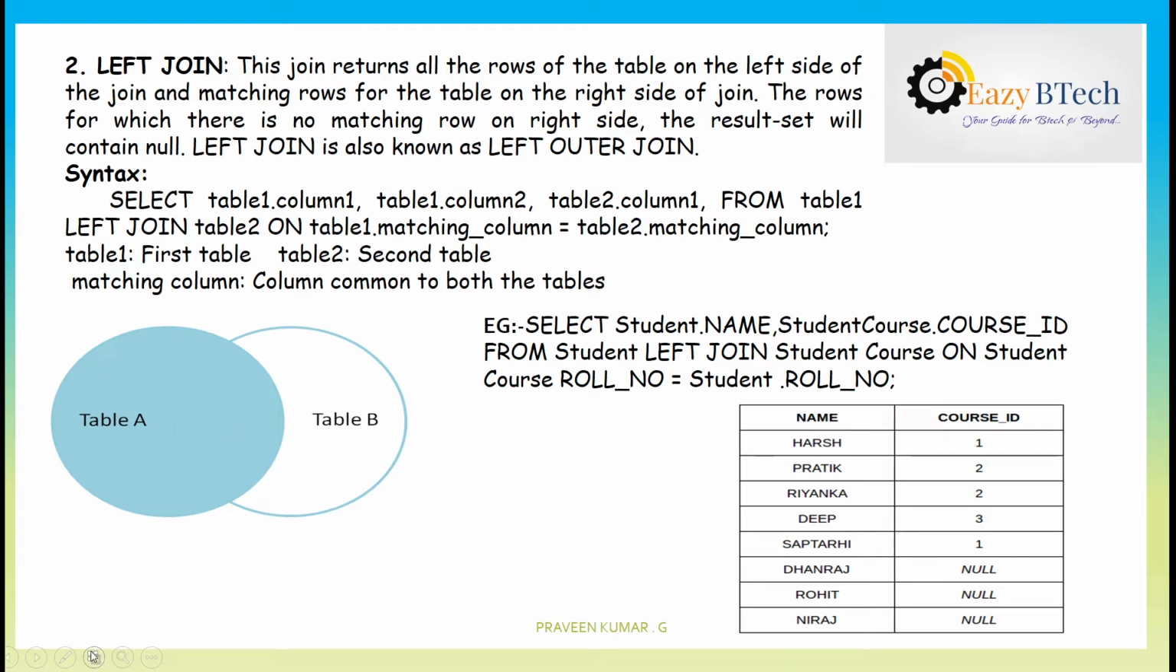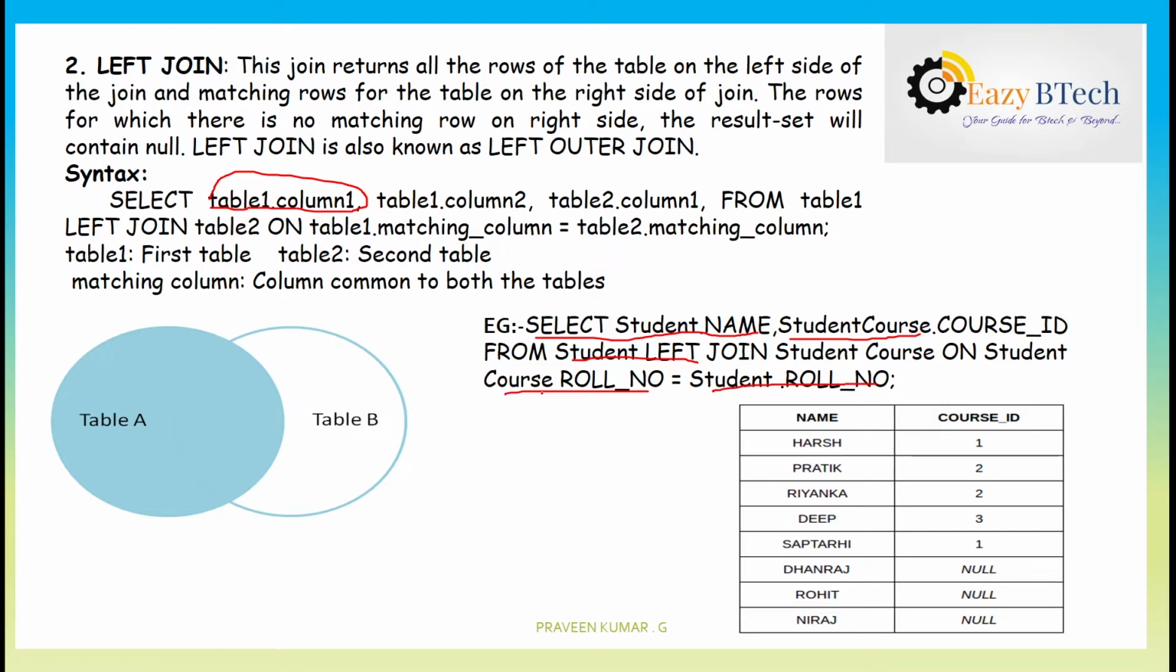Okay, what is the syntax? Here we have a syntax. Select, same, we are printing the table name dot attribute name. Select student name. What are the fields we want to print? Only two fields: student name and student course. Course ID from the course ID. Select student name dot student course and course ID dot from student left outer join student course on student course roll number equal student roll number.